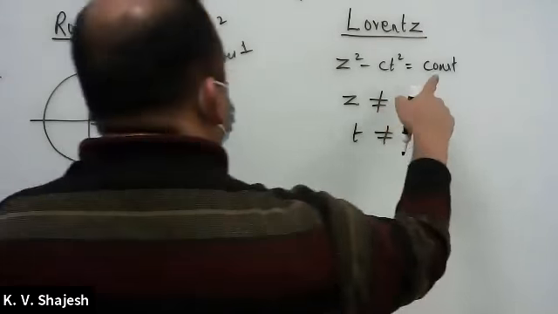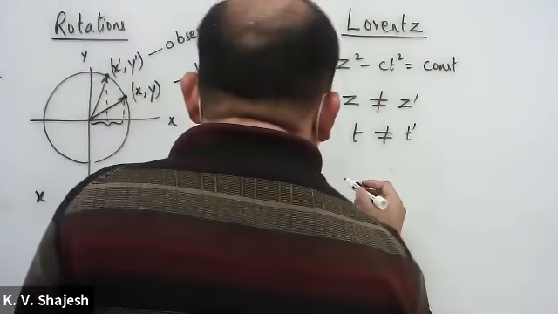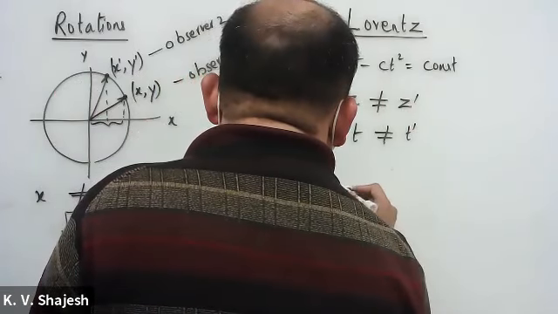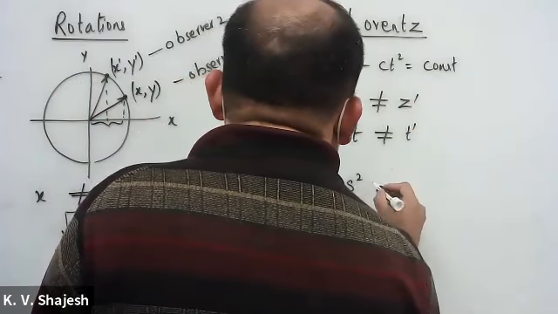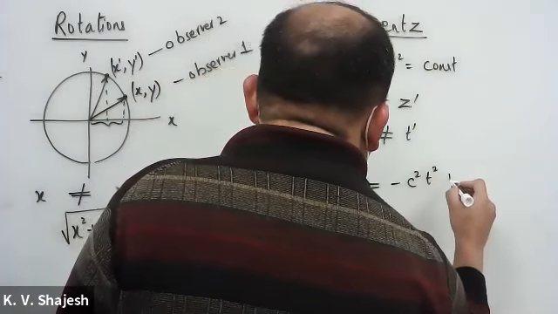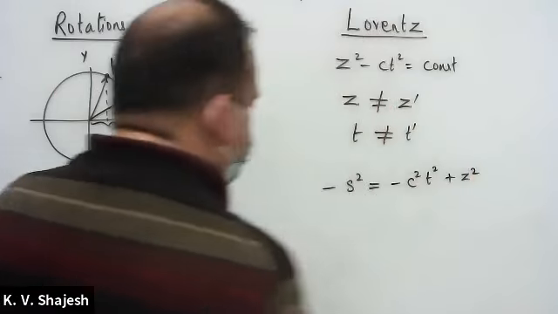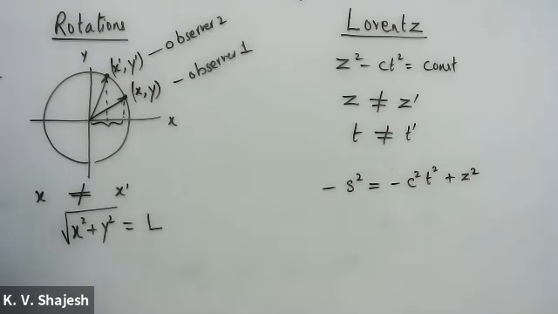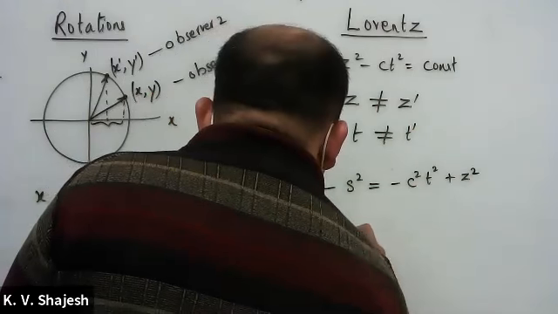Here, similarly, this constant is the important one, and we will call that constant minus s squared, equal to minus c squared t squared plus z squared. And s here will be called the invariant distance.